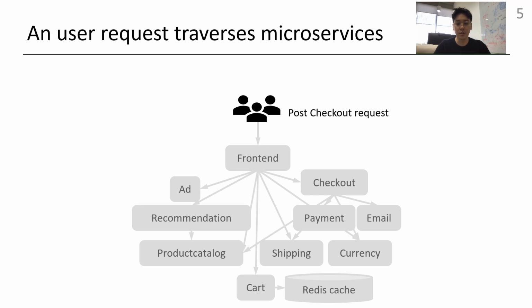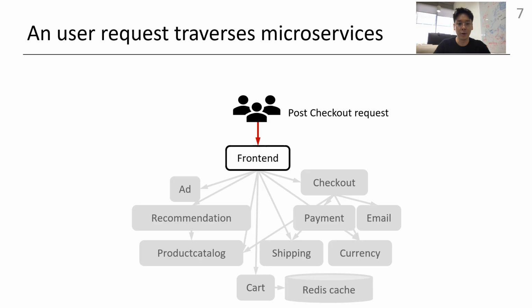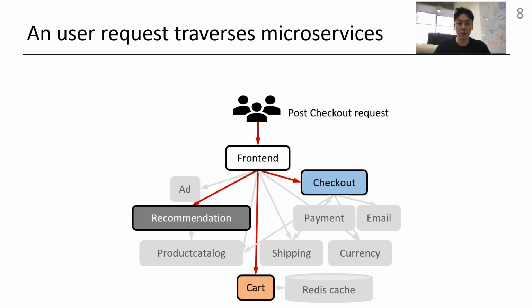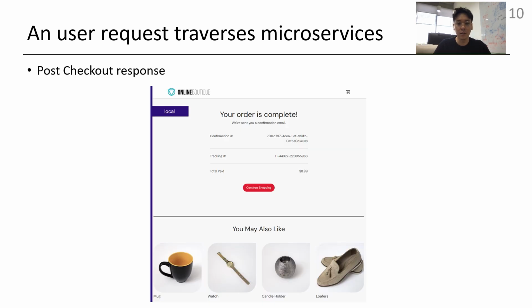When a user request arrives, it travels through microservices. Let me give an example with a post-checkout API request. The post-checkout API is triggered when the user clicks on Place Order. The request will first be received at the front end, then it will trigger recommendation, checkout, card services, and furthermore. Once the successful response is built, this result is returned to the user.